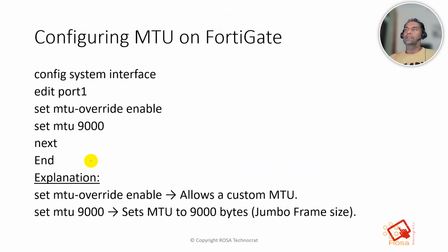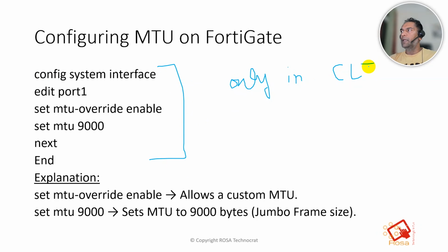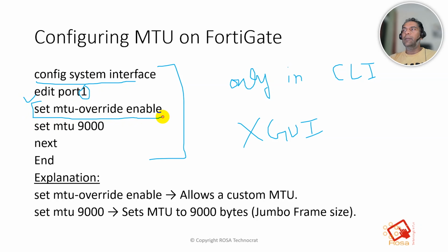How do you configure this on a FortiGate interface? This is available only in the CLI, and it cannot be changed from the GUI. You have to run config system interface, edit the port, and the port number can be any port depending on your scenario. Then use the command set mtu-override enable, and then set the MTU.